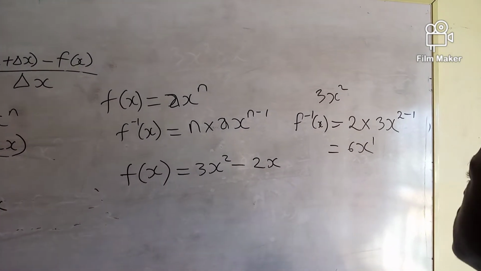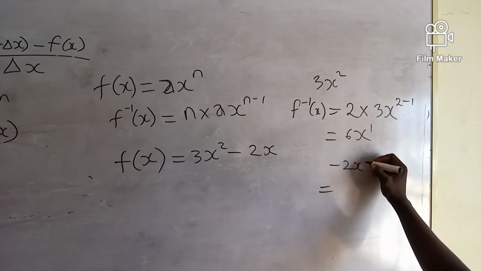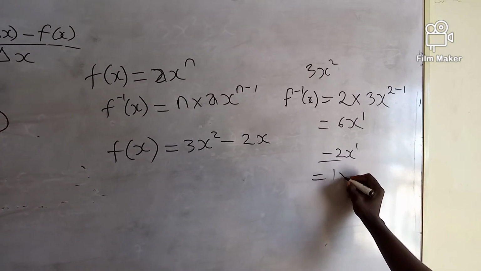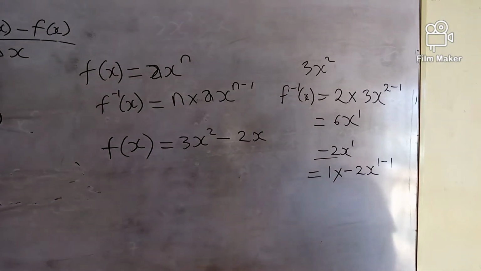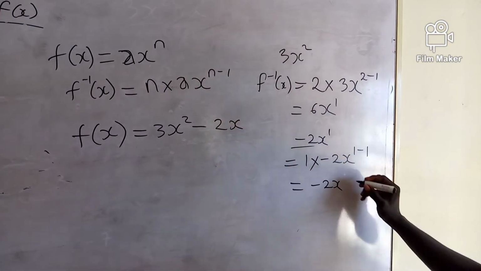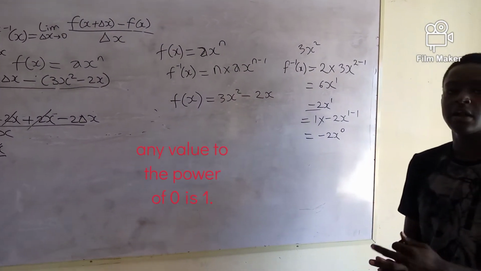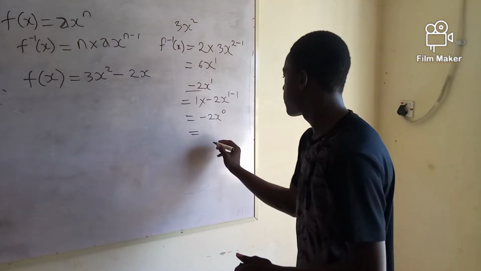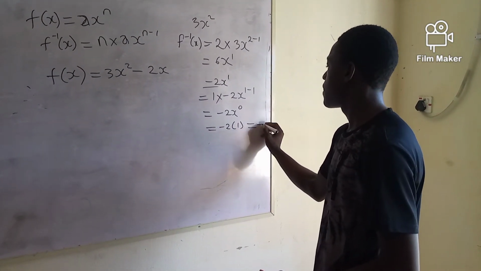Now for the minus 2x, if we have minus 2x, differentiating this will give us, remember this x has an invisible power of 1. This 1 multiplies the whole term to be 1 times minus 2x raised to the power of 1 minus 1. From here, this is equal to minus 2x raised to the power of 1 minus 1, which gives us 0. And anything raised to the power of 0 gives us 1. We will be talking about that in our tutorials concerning logarithm and indices. Now, from this we have x to the power of 0 will give us 1. We have minus 2 times 1, which is equal to minus 2.